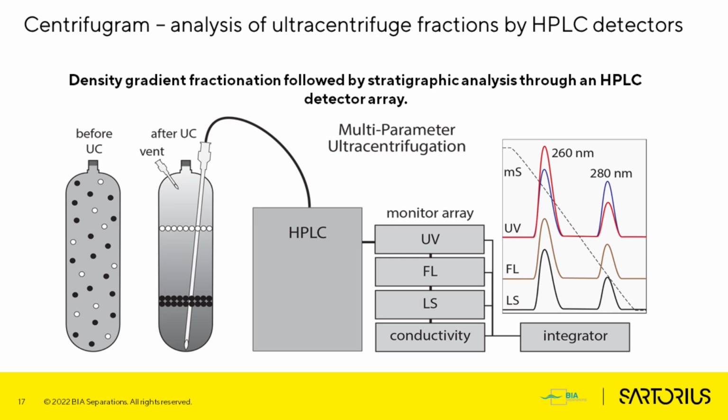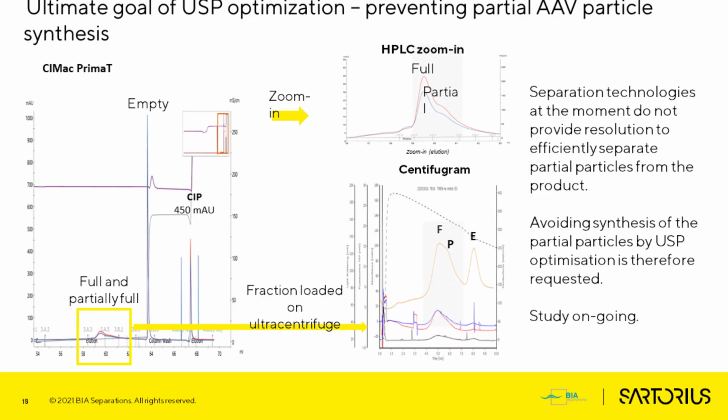The final part, which is still under construction, is a technique that allows us to detect other subpopulations of AAVs and not just empty full. So this technique is a combination of the ultracentrifuge with an HPLC system, where after the ultracentrifuge separation of particles, we use the pumps to pass the sample directly through our detectors. On the graph on the right side, you can see first the full particles and then the empties coming.